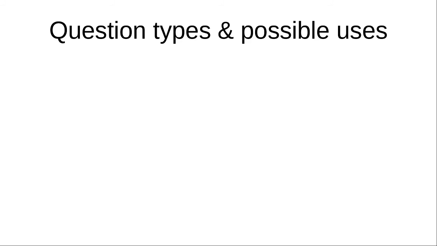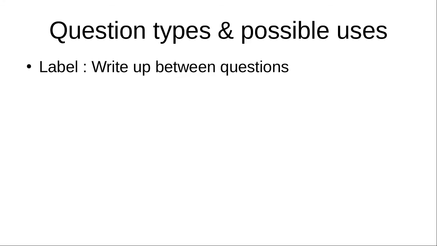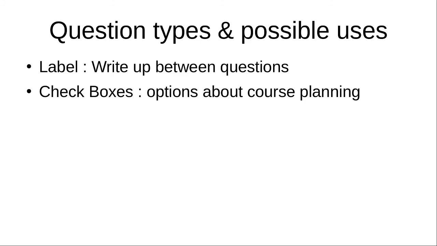Here are some question types and possible uses for taking feedback using Moodle. There is an item called label. This is basically to give a separation between questions. You could also give some instructions in a set of questions by writing some text. Checkboxes are options that we can tell about the course planning, and students can pick one or more options, and we can also set the maximum number of options that they can choose.